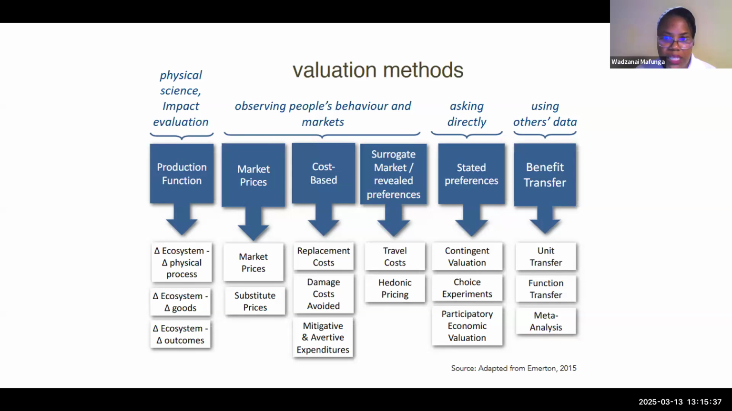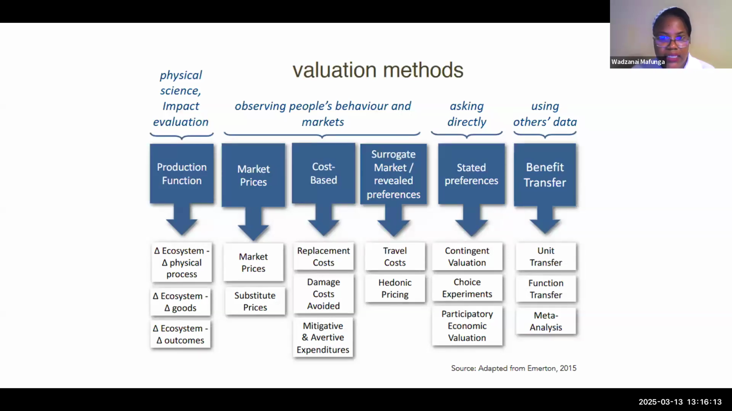So for example, with the replacement costs, we are estimating the cost of replacing an ecosystem service with human-made alternatives. So for a woodland, if a forest filters and purifies water, the value of this service can be estimated by calculating the cost of building a water treatment plant, for example. We also have damage costs avoided. So if a forest prevents soil erosion and landslides, the value of the service can be measured by estimating the cost of repairing roads or farmland if the forest were removed.